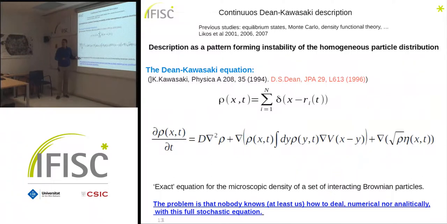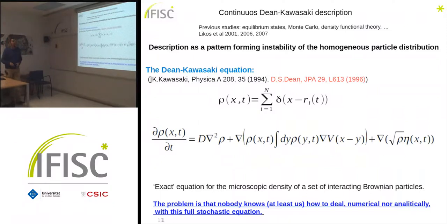This equation is exact. Writing down this equation and writing down the system of Brownian particles is the same; both of them have the same information. The problem with this equation is that nobody knows how to deal with it, not even numerically, because of this noise term. You can see here it is the square root of the density. So the full stochastic equation is nowadays unmanageable.